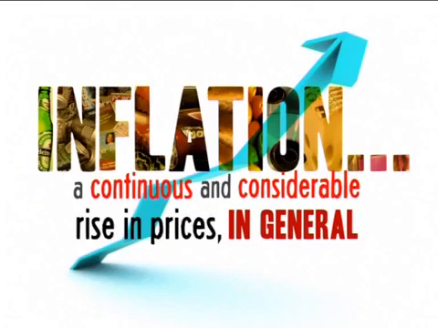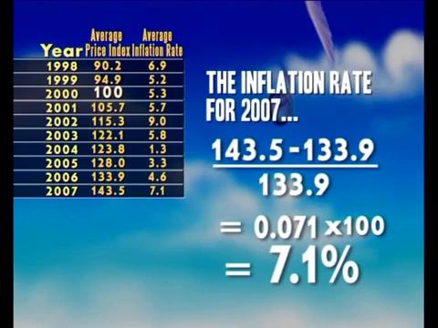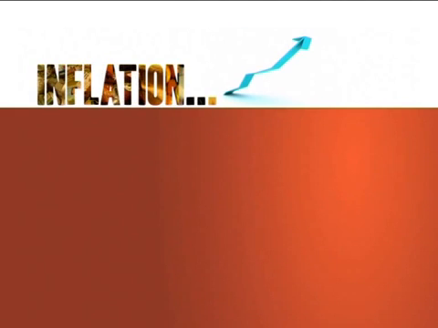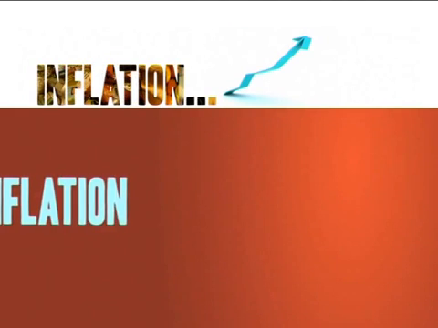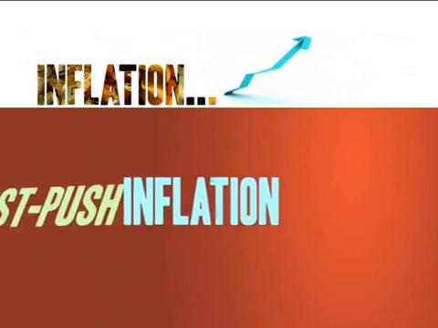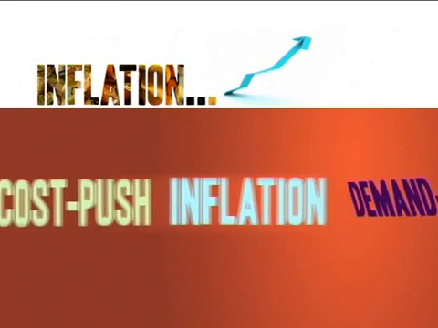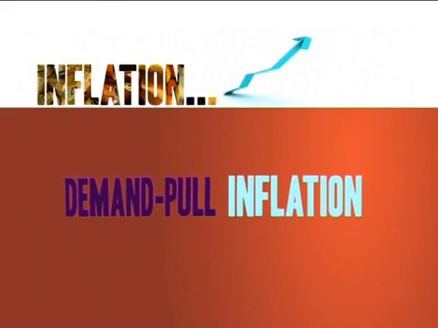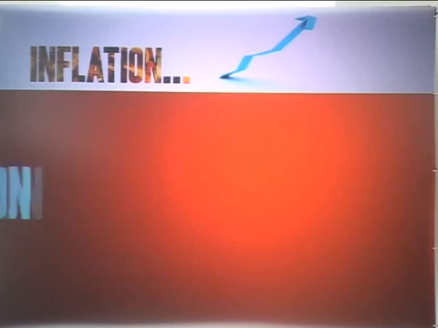Now that we know what inflation is, how it's measured and the cost of inflation, let's look at the causes. Well, there are two main causes of inflation. They are cost-push inflation and demand-pull inflation. To explain the difference, we'll make use of our aggregate demand and supply tools.